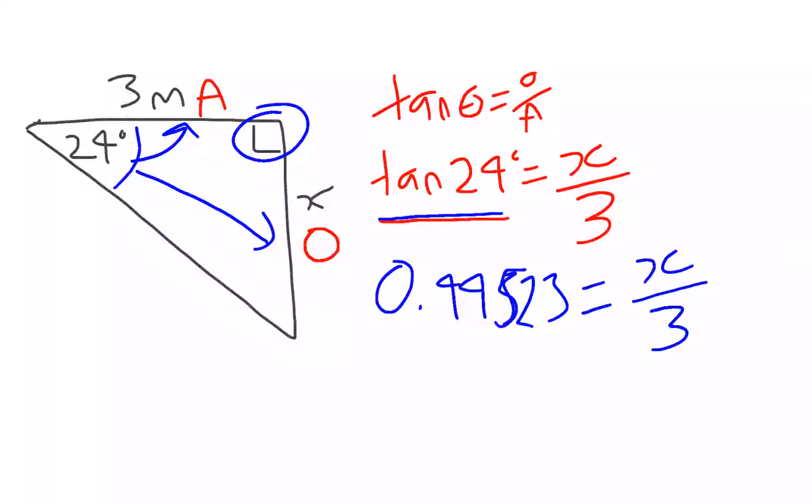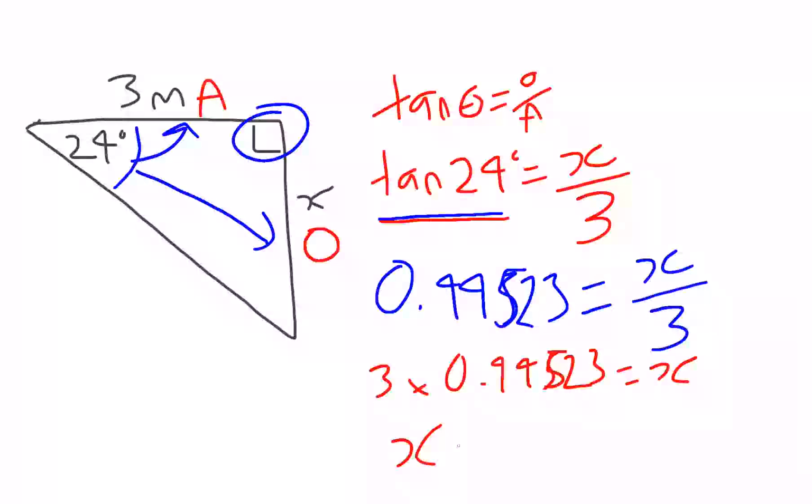So I can still solve for x by multiplying both sides by 3. 3 times 0.44523 equals x. Type that in, we get x equals 1.34 meters. But the thing is, I don't need to ask my calculator to give me that value of tan 24 degrees. I can simply leave it as tan of 24 and type it into the calculator, so I don't need to write out this ridiculous number of decimals, and I don't need to round here where I did.